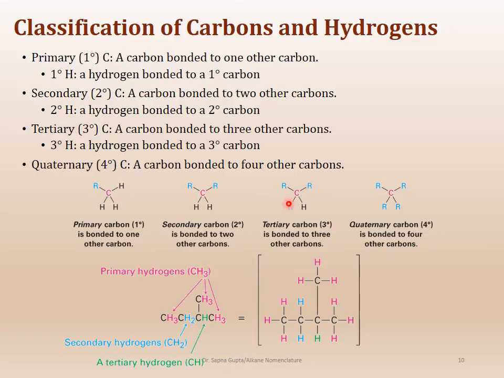Tertiary is when you have 3, and quaternary is when you have 4, okay? Now, for the hydrogens, this is a primary carbon, these are primary hydrogens. Secondary carbon, secondary hydrogens. Tertiary carbon, tertiary hydrogen. Quaternary carbon, no hydrogens, okay, because carbon already has the 4 bonds.